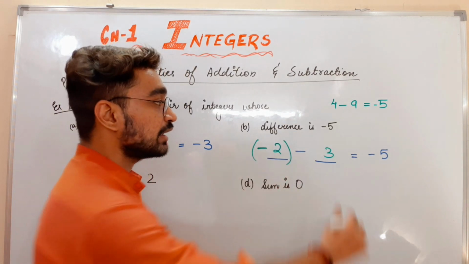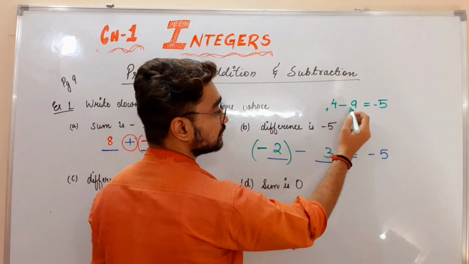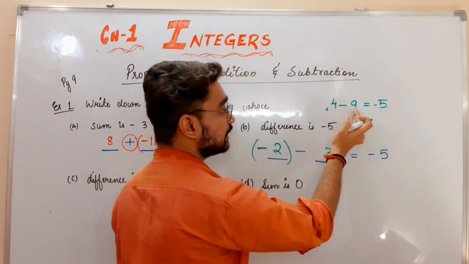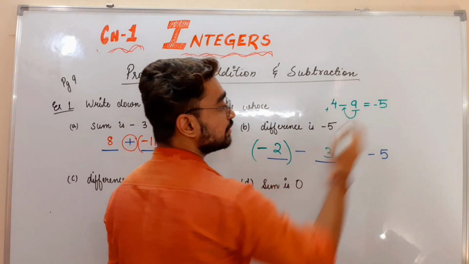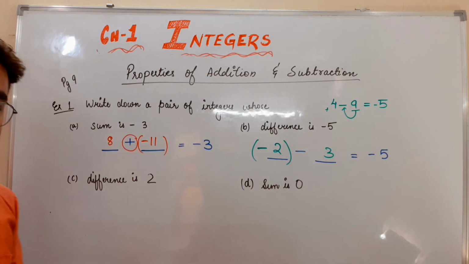If you want, you can do it like that also. Look, 4 is positive, this is negative, plus minus minus. 9 minus 4 is 5. Which number is bigger? 9 is bigger, and what is the symbol? Minus 5. So like that you can try to do.